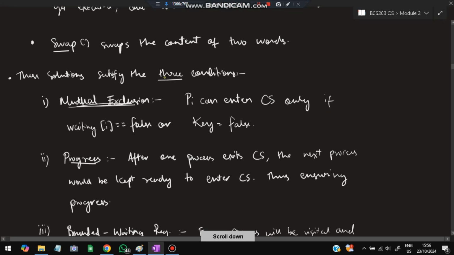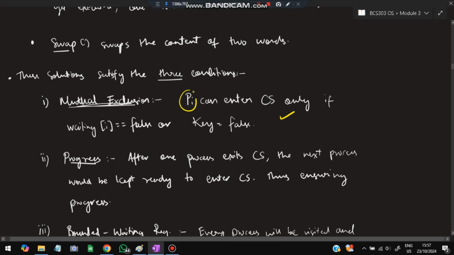These solutions satisfy the three conditions. Mutual exclusion is satisfied here. Pi can enter the critical section only if waiting[i] is equal to false or key is equal to false. So whenever a process Pi wants to enter, either waiting[i] should be false, meaning it is not waiting for any other resource, or key should be false. Key means the lock. If key is equal to true, it is locked. If key is equal to false, the lock is open. Whenever the lock is open, they can go inside and execute.